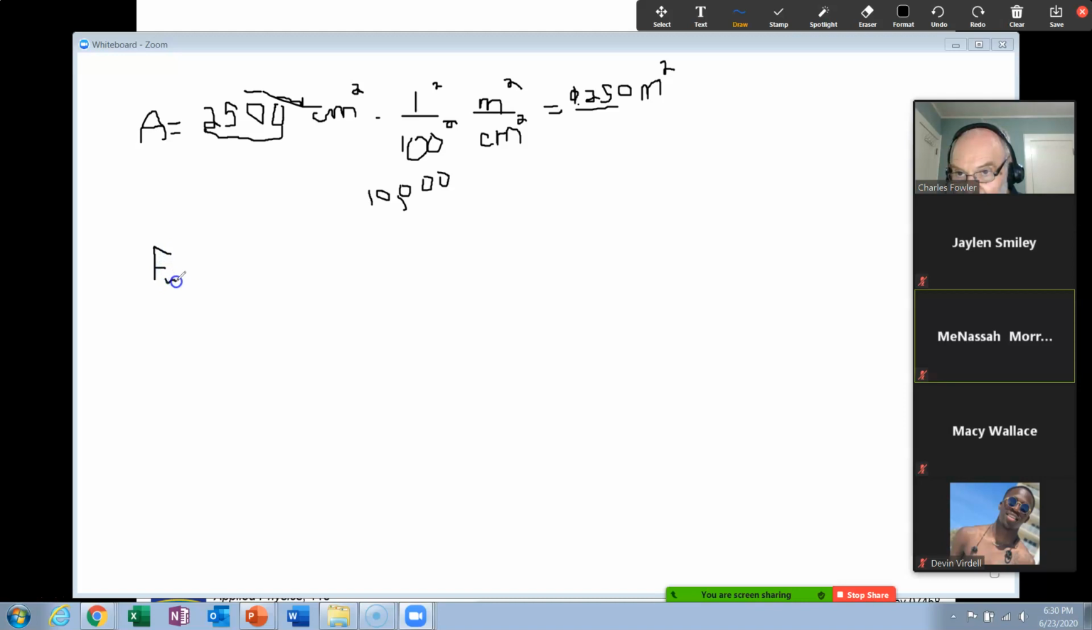I'll put it F sub W. I don't think the book does. But your force is 1.5 times 10 to the 5th newtons. That's a lot of force.